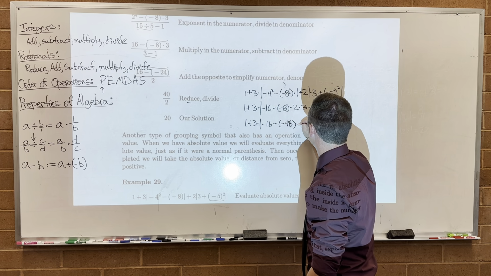32 plus 25 is? That's 57. Yeah, it is 57. Just making sure we're all thinking instead of just one of us. All right. Now, absolute value of 57 is just 57. So this is 1 plus 3 times 57. 3 times 57 is?